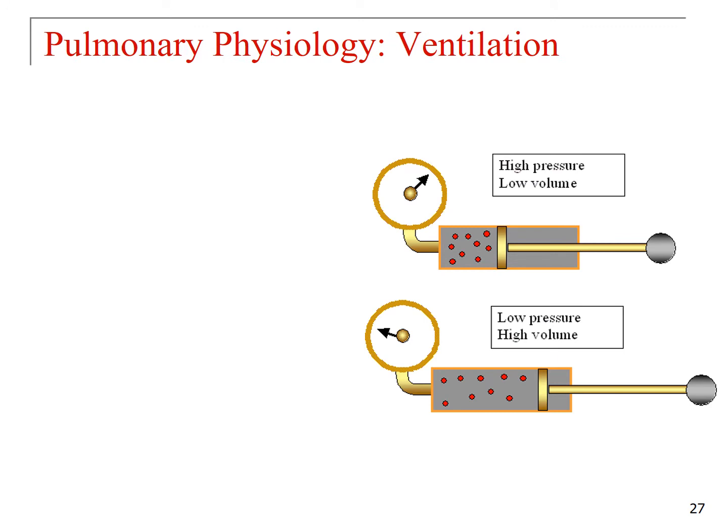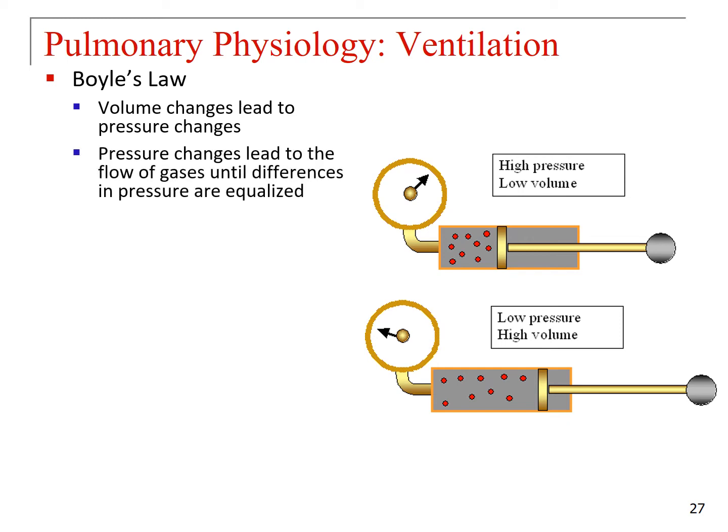Okay, so let's talk about something else when it comes to the lungs. There's a law in physics called Boyle's law, which says that volume changes can lead to pressure changes. These pressure changes will lead to the flow of gases until you equalize those pressures. So I want you to look at the diagram to the right, that upper diagram. When you depress that plunger, the portion of the syringe here getting smaller is going to increase the pressure as you decrease the volume. So you're going to see your pressure needle move in this direction.